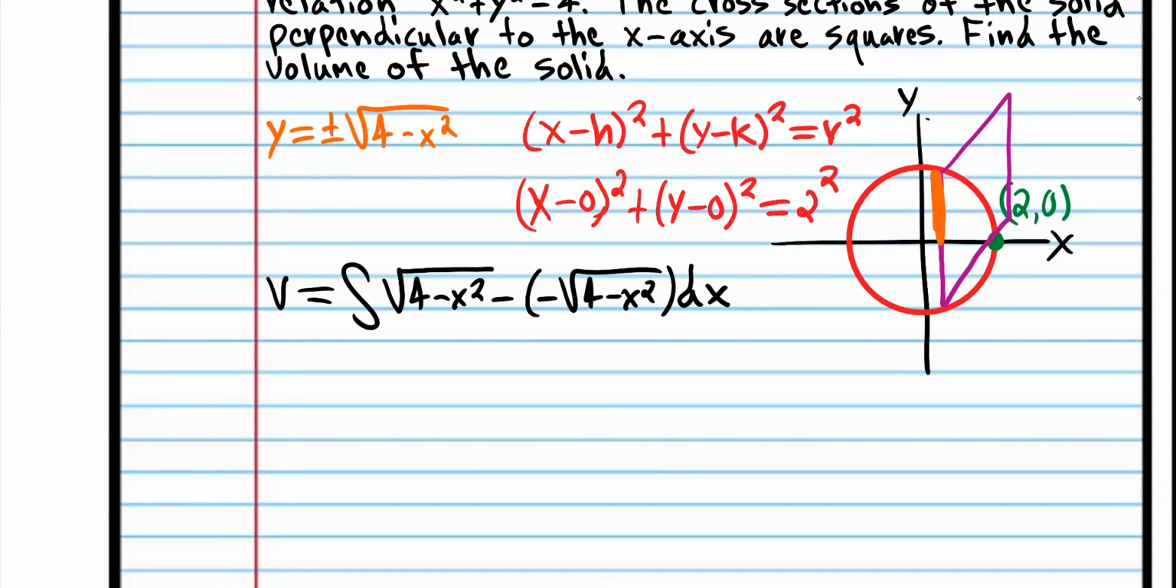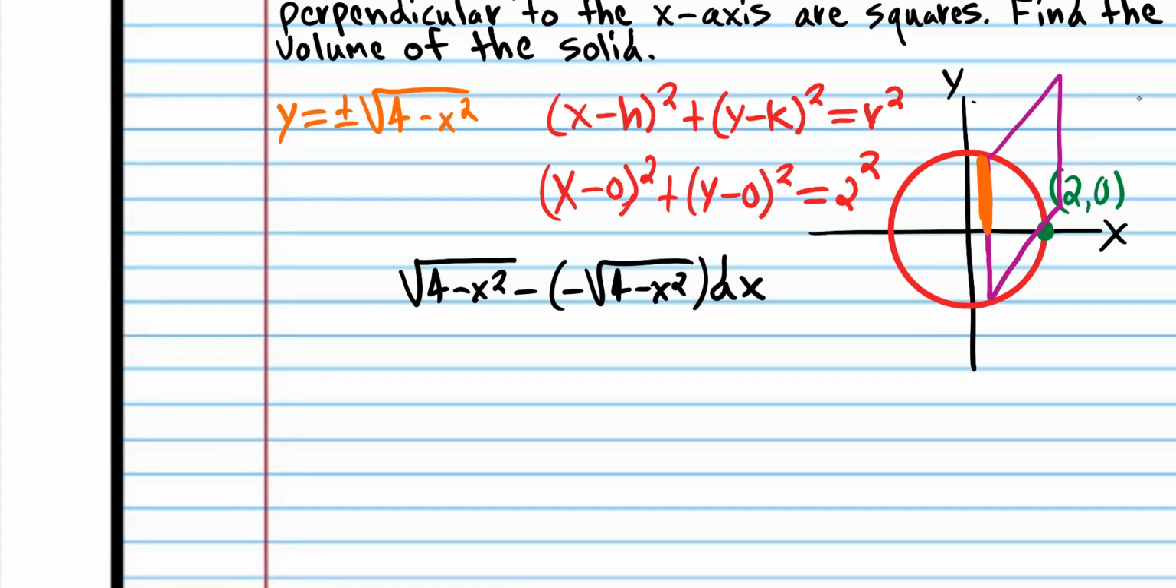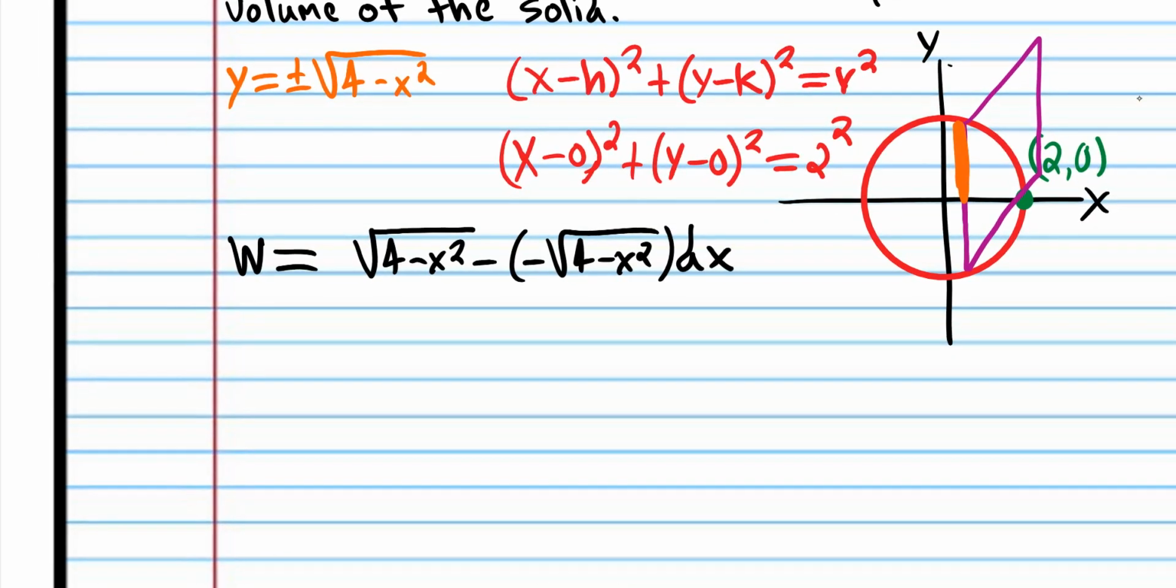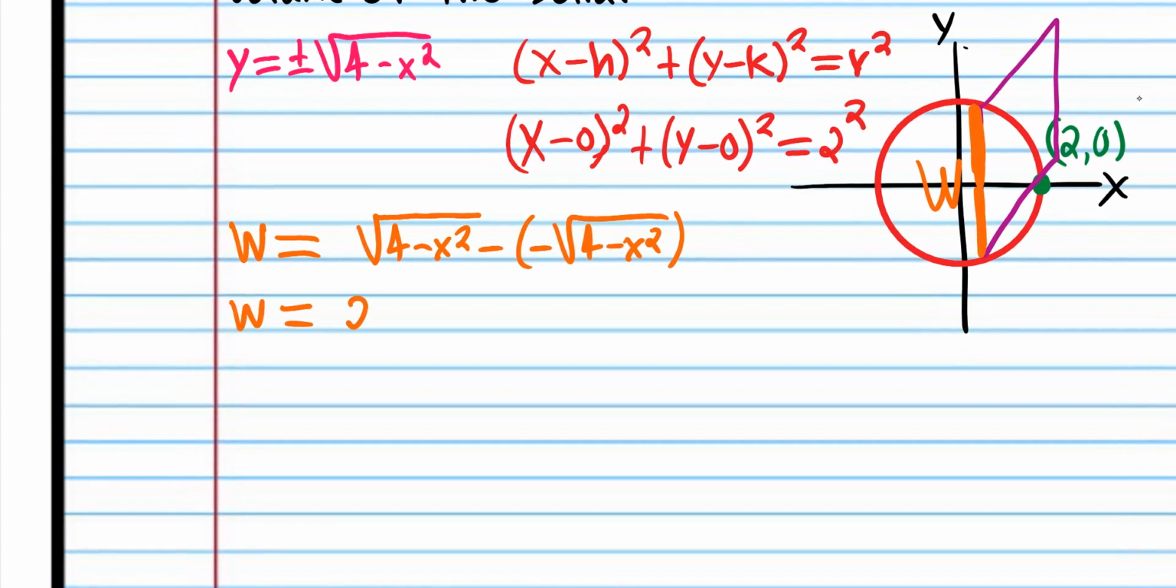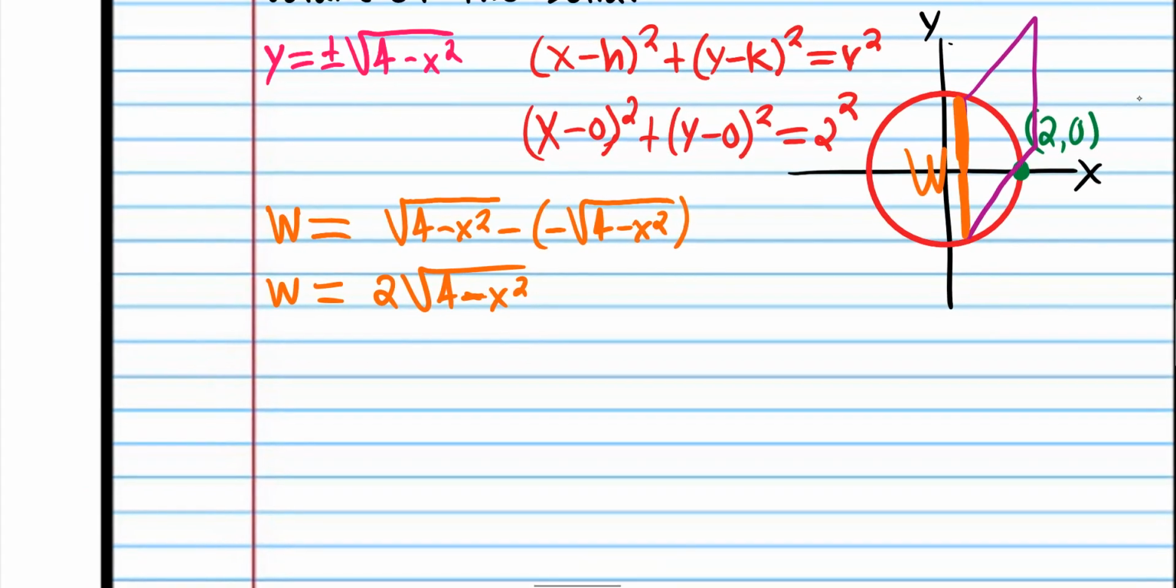And before I do the integral, I should probably find the parts here first. So we'll just call this, you can call it the width, you can call it the base, it doesn't really matter. I'm going to put a big W there for width. Okay, so the width is 2 times root 4 minus x squared. Because it's a double negative, it becomes positive, you add it together, you get 2 of those.